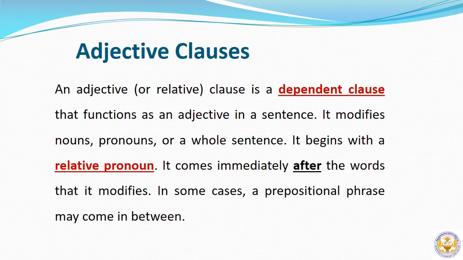So when we use an adjective with a noun, we put the adjective before the noun. But when we use an adjective clause to modify nouns, it comes after the noun it modifies. In some cases, we also have a prepositional phrase between the noun and the relative clause or adjective clause.